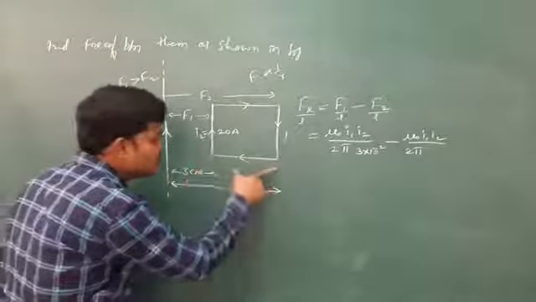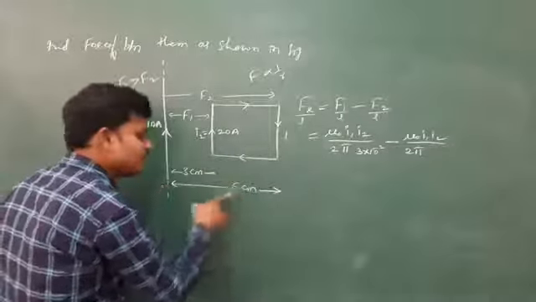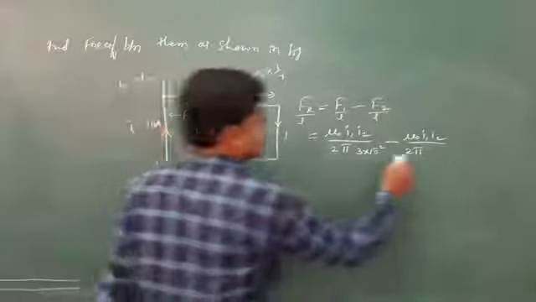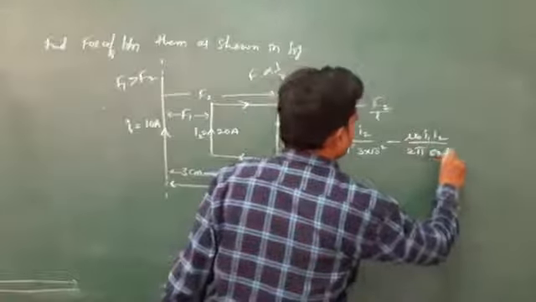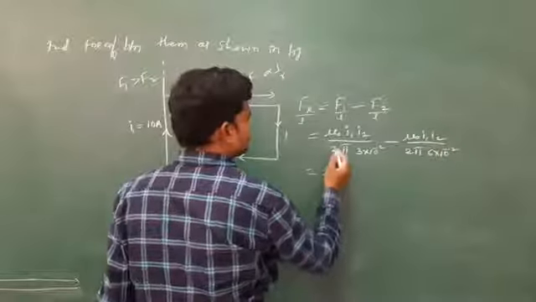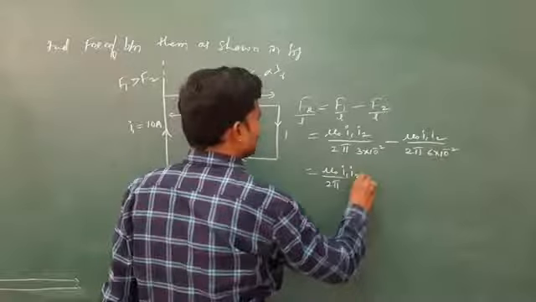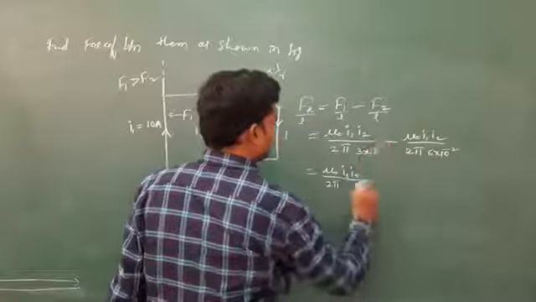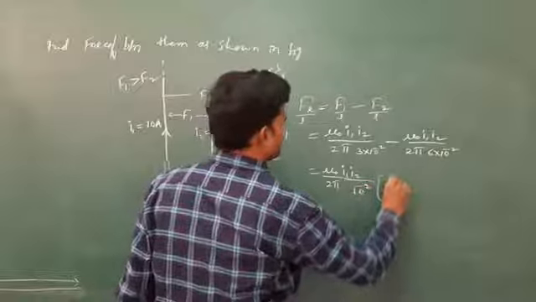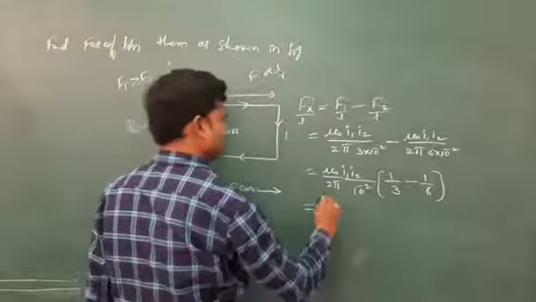If it is given 2 plus 3, 5. From here to here they mentioned 6. Directly you can write 6. So 6 into 10 raised to minus 2. Mu naught you write outside. Mu naught by 2 pi. You can write I1 I2 also outside, and you can take 10 raised to minus 2 common. So 1 by 3 minus 1 by 6. So simplification you try it.